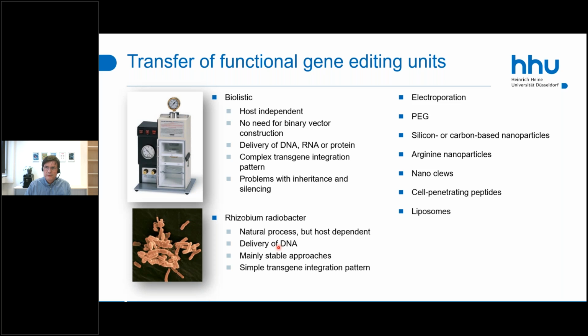But recently, there are also other platforms and technologies in use for gene editing, like electroporation, PEG-mediated techniques, or, more recently, the use of nanoparticles. This could be silicon-based or arginine nanoparticles, nanoclays, cell-penetrating peptides. So there are a number of emerging technologies which allow the transfer of our functional gene editing units.